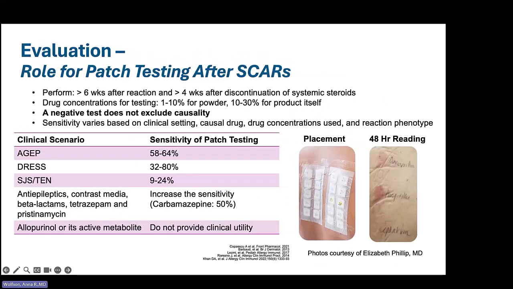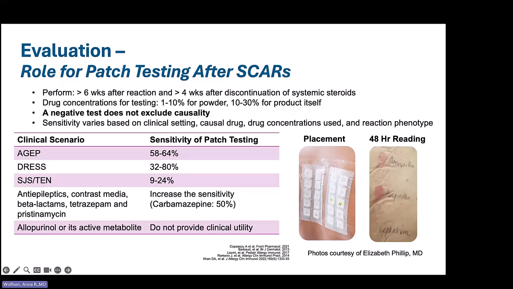So after you have a scar, the timing for the patch testing is really important. It should be greater than 6 weeks after the reaction, and also greater than 4 weeks after discontinuation of systemic steroids. And there's data that it's best to do it within 6 months of the diagnosis. All of those different timing caveats do make it tough to find the right time to do this testing. Generally speaking, the drug concentrations for the testing is about 1 to 10% for a powder drug and 10 to 30% for like an actual administration of the drug.